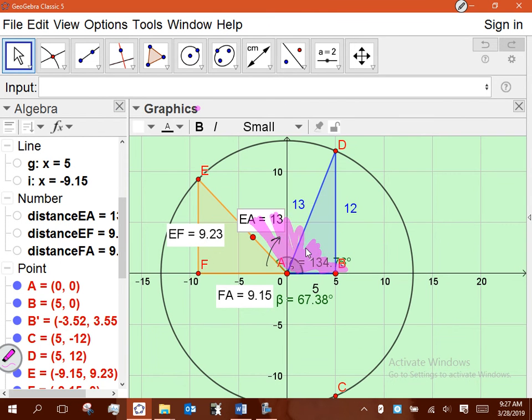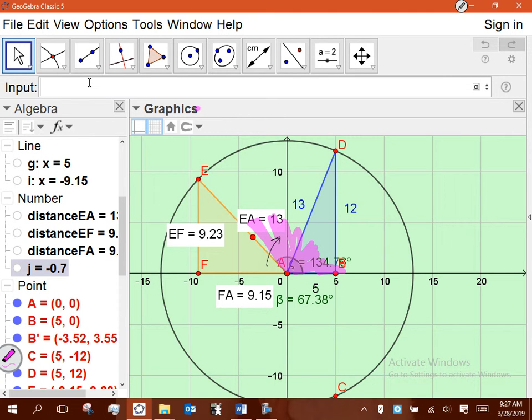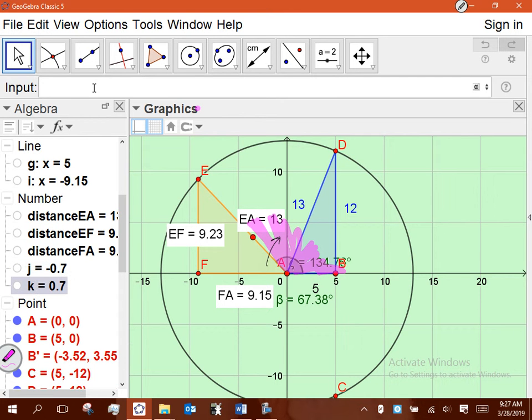So the 134.76 is that purple angle. If I ask what the cosine of 134.76 is, it spits back that number right there, correct? Okay. Well, let's look at what we get when we take cosine of this information here in this triangle. If I take cosine, it would be 9.15 divided by 13, right? So it gives me the same quantity. Does that make sense to everybody?